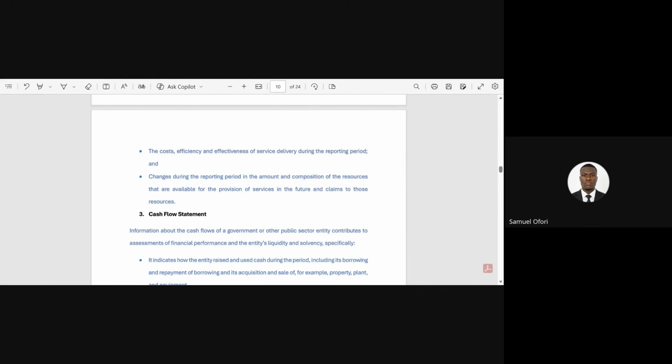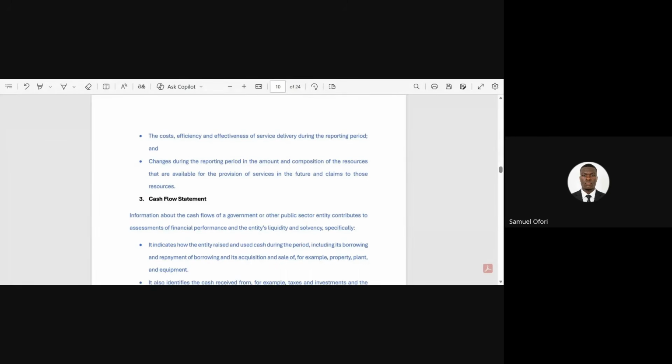I don't want to talk more about these things because that's what we have been doing. And the cash flow statement, as you already know, it goes by its name: cash flow, how cash is coming and how cash is going out. Okay, number 4.